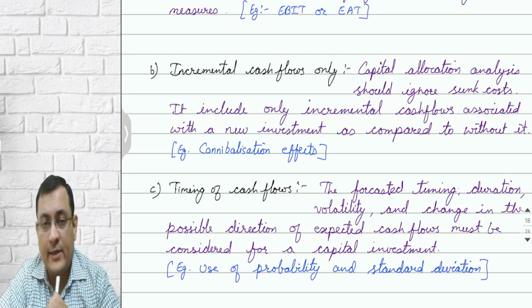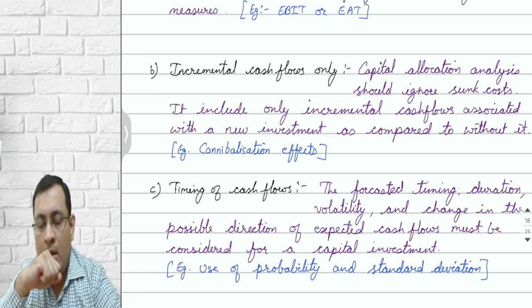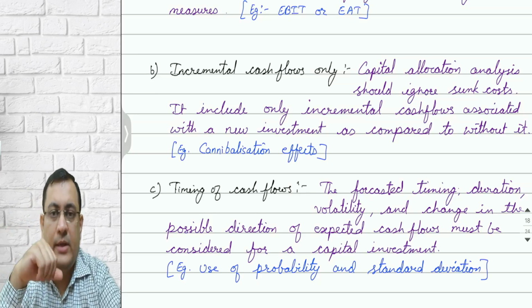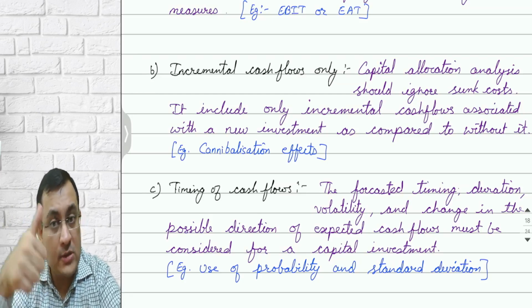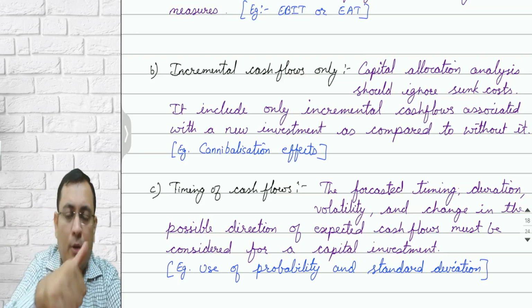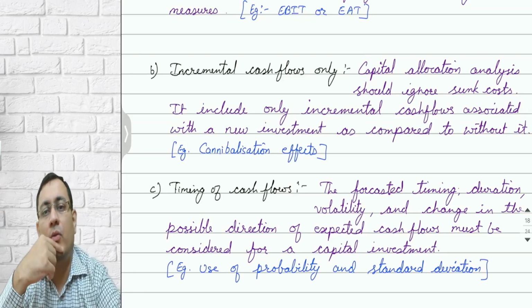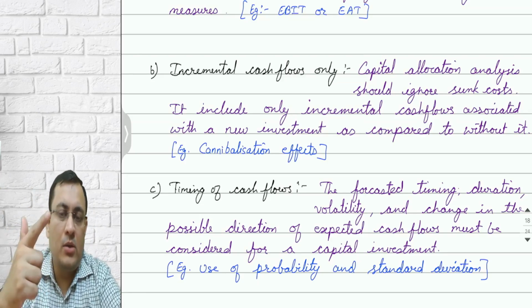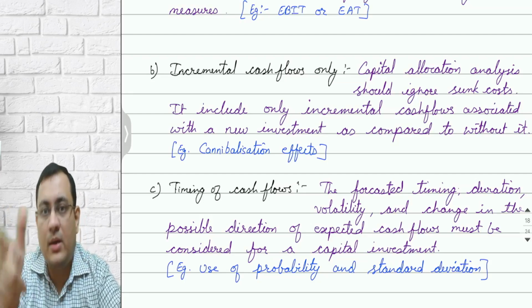Relevant costing says that there are 6 key lines. Number 1, when you are considering a capital allocation or capital investment decision, anything which you are supposed to incur even before the project and even after the project is irrelevant for the analysis of that particular project.